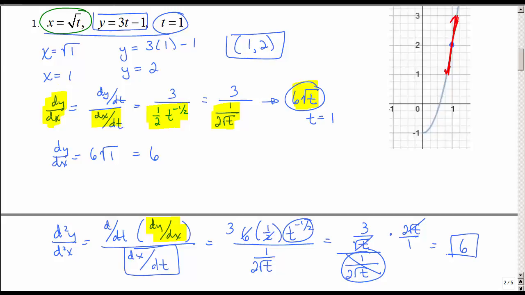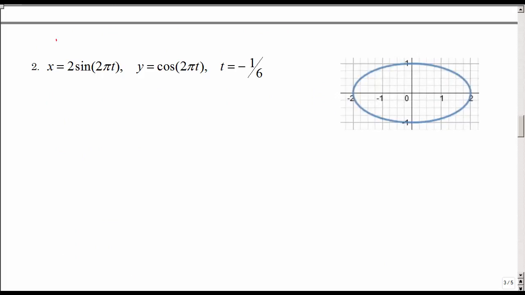Concavity is positive. So, do I need to put in a value for x and y? No, because this is just a constant. So the second derivative is just a constant value of positive 6. That's all we need to do. Let's look at the second example.